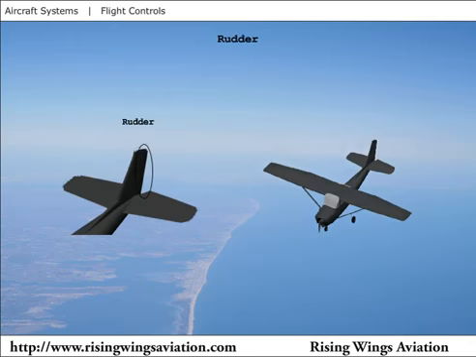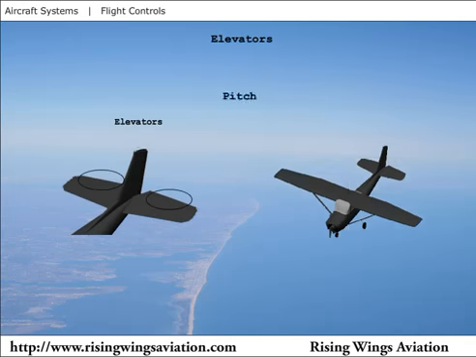The rudder controls movement of the airplane about its vertical axis, which runs through the top and bottom of the airplane. This motion is referred to as yaw. Elevator controls pitch about the lateral axis, which runs through the wing tips.